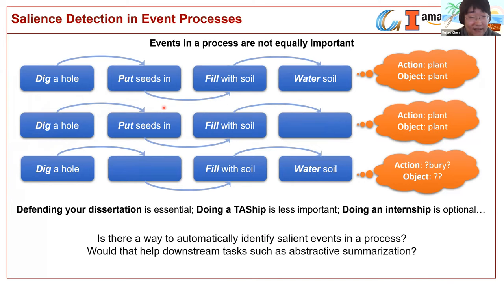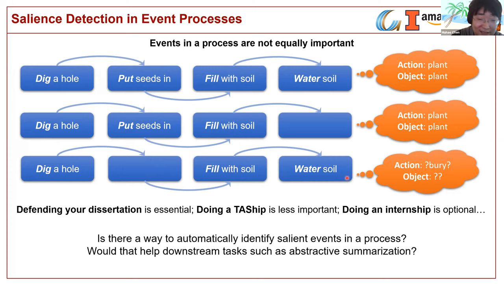For example, let's again take a look at the process of planting a plant. We have these four steps, but if we remove watering the soil and just preserve the steps of digging a hole, putting seeds in the hole and filling the hole with soil, we can still tell that this is a process of planting a plant. But on the contrary, if we remove the step of putting the seeds in, by just seeing the steps of digging a hole, filling the hole with soil, then watering the soil, it's not possible for us to infer whether we are actually planting something or we are brewing something. And also we will not have an idea about what the something is, right?